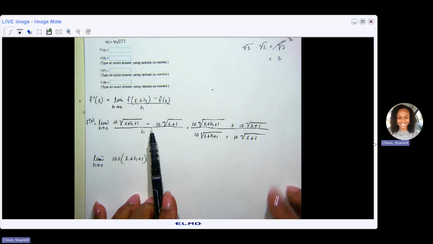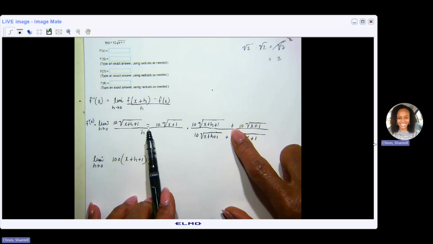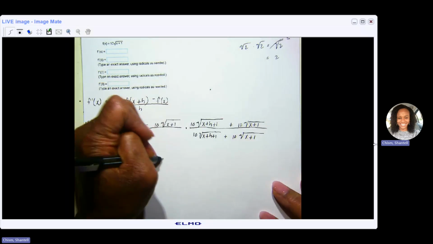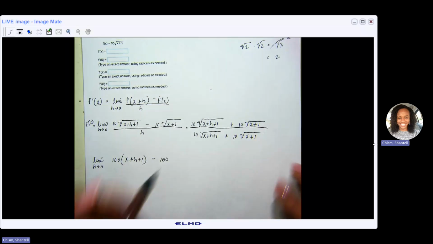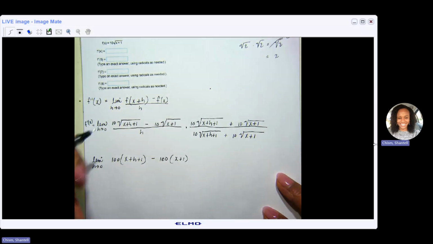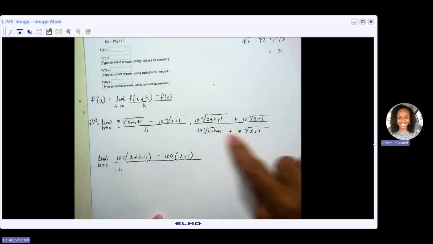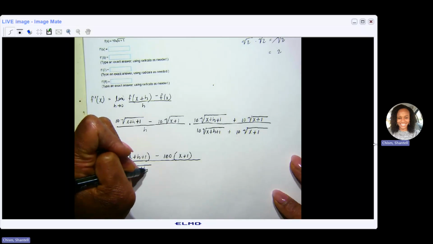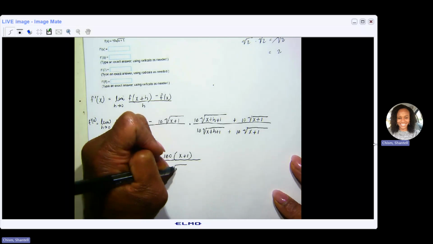And the same thing is going to happen to this second term here. It's plus times a negative, so it is going to come down as a negative or minus. 10 times 10, that's 100. And then the square root of x plus 1 times the square root of x plus 1 is just x plus 1. All right, and then on the bottom, I end up with h times all of that. 10 square root x plus h plus 1 plus 10 square root x plus 1.